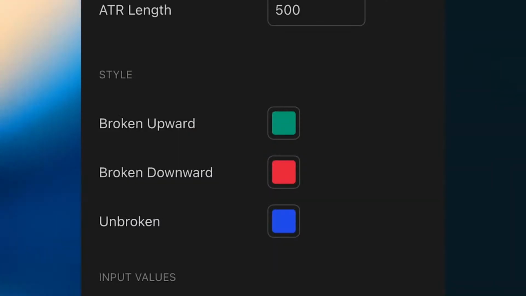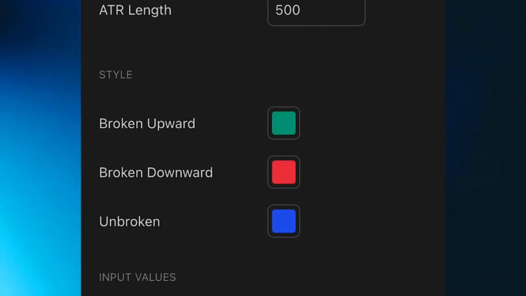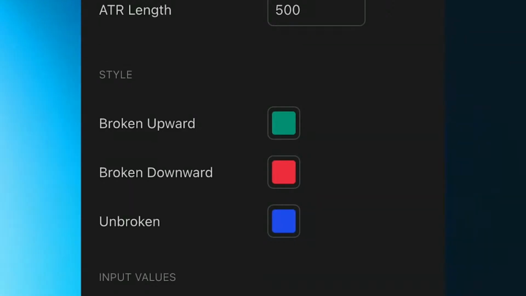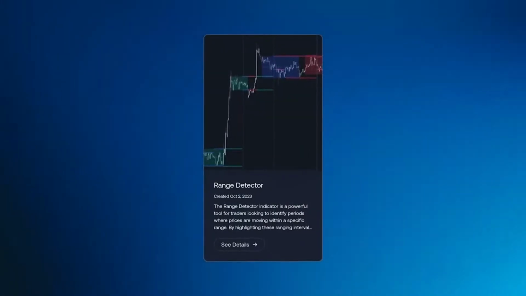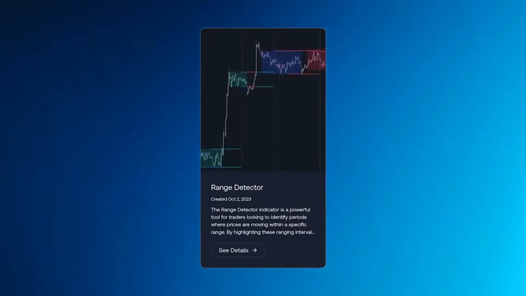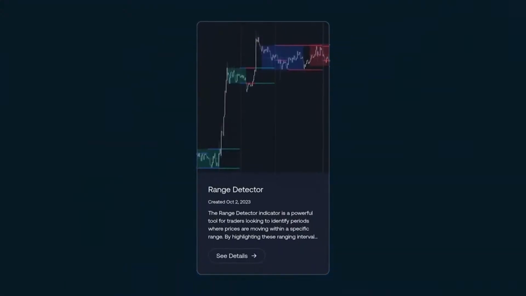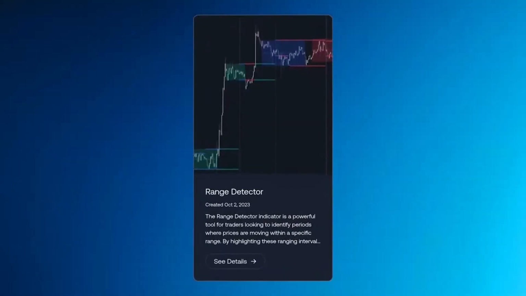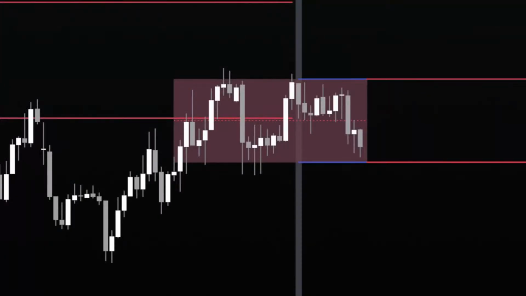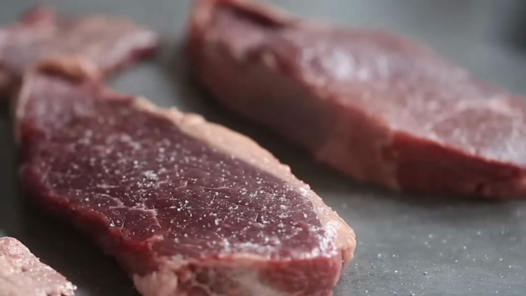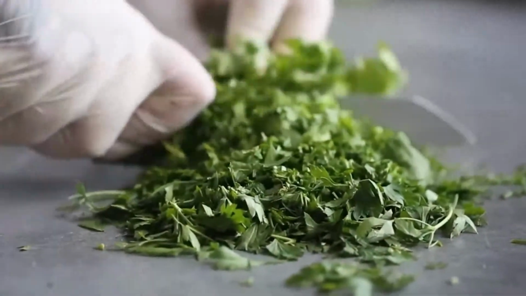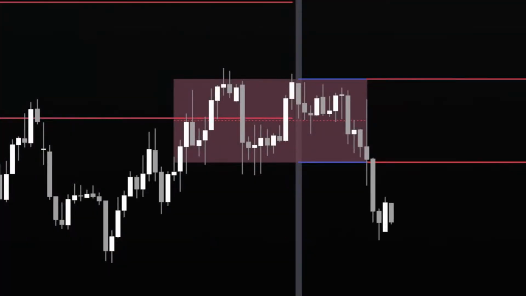Below that are just some styling options to give users more control over how the ranges and breakouts appear on the chart. And now that you have a strong understanding of how this indicator works, here are some examples of how you can use it in your trading to actually get the most out of your setups. In this setup, we can see that a range has been successfully detected. Now, rather than trading within the consolidation, which, as every seasoned trader knows, is often a recipe for getting chopped up, we wait for a decisive breakout to signal directional intent.